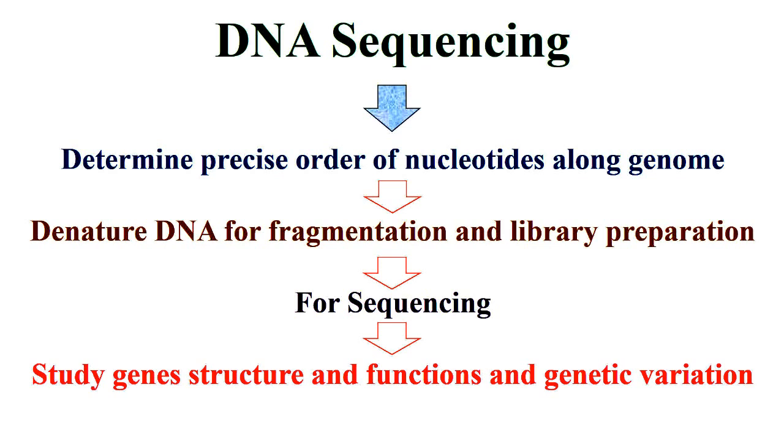DNA sequencing determines the precise order of nucleotides along the genome, by denaturing DNA for fragmentation and library preparation for sequencing, to study genes' structure and functions and genetic variation.